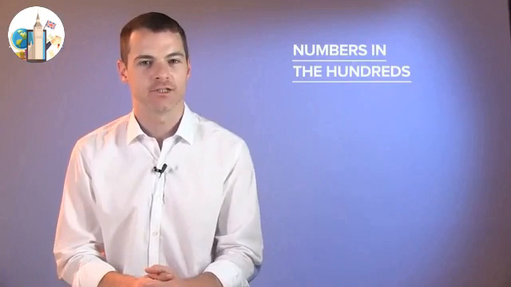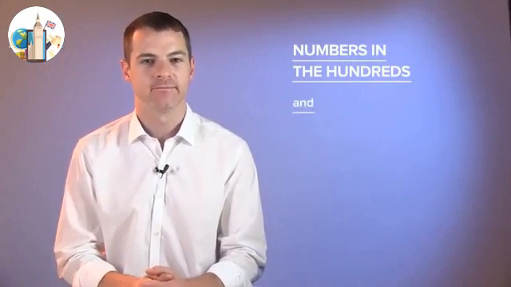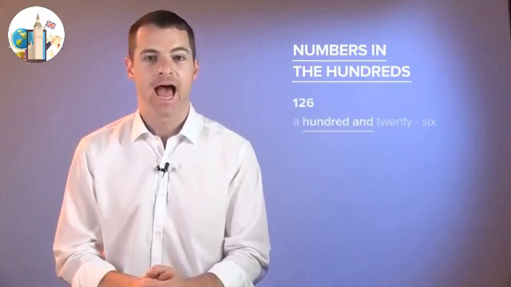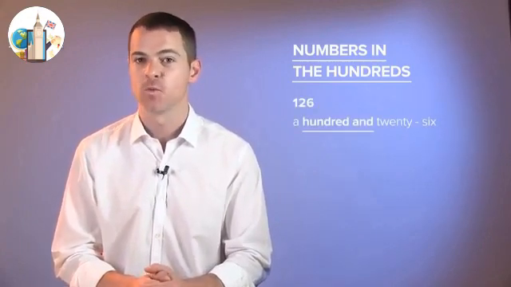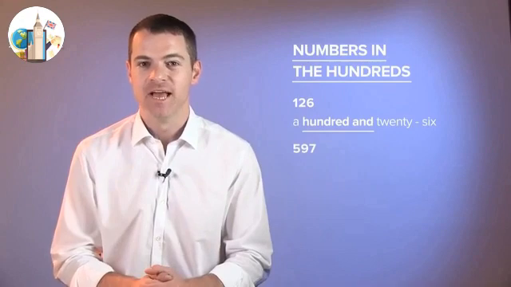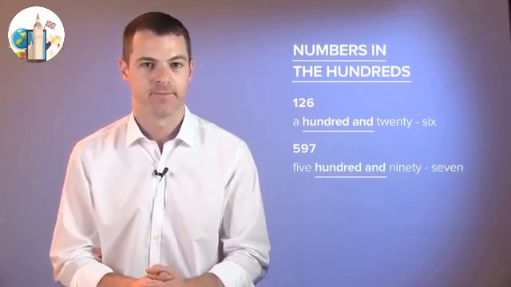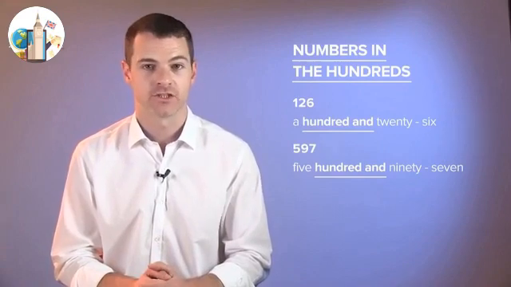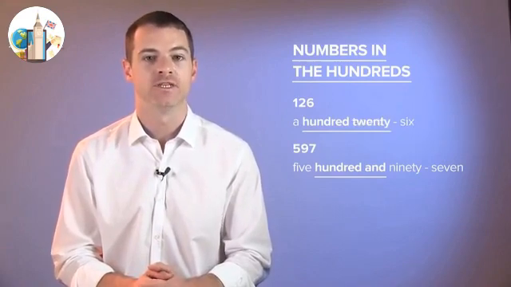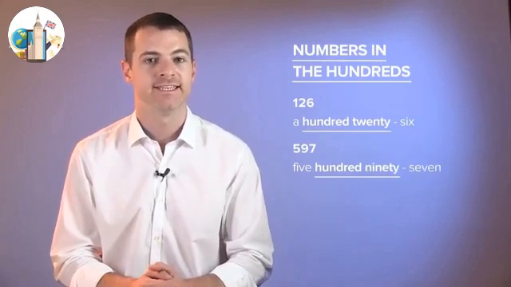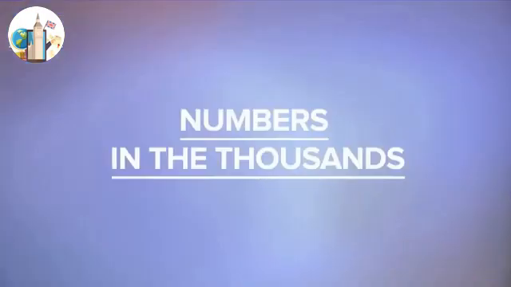Okay, now let's look at the numbers in the hundreds. In British English, we use the word and after hundred. For example, 126, 597. But not in American English. For example, 126, 597.